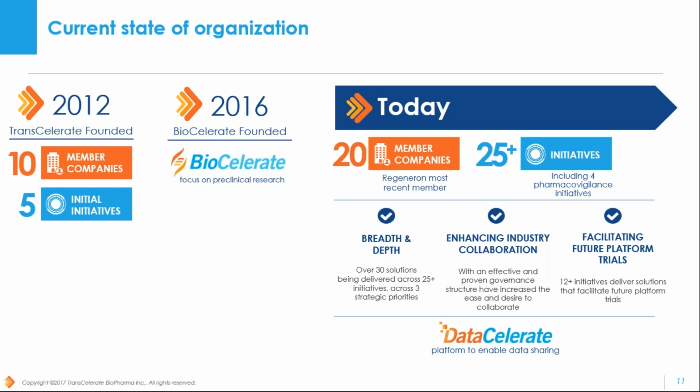TransCelerate was founded in 2012 with 10 member companies and only 5 initiatives. Today, we are at 20 member companies and have over 25 initiatives. And to help create our initiatives and assets in our initiatives, we work with many organizations, many health authorities, and many other groups such as patient advisory groups, site advocacy groups, and others to help make our assets a success.